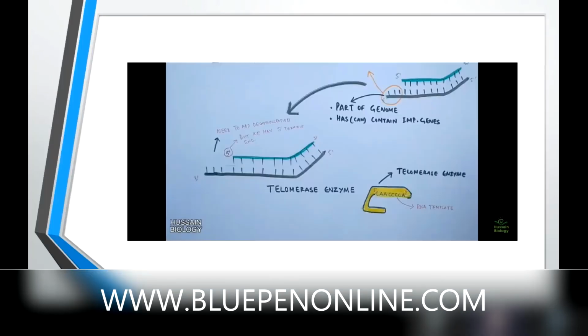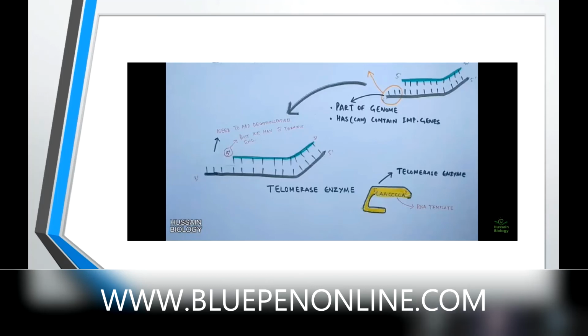Now we can see from the first diagram, the starting point, the extra hanging portion of the parent strand, the black colored strand. One hanging part is there. That hanging part is part of the genome, so it contains important genes. So what happens? We have to conserve that hanging part. For that, we need to add deoxynucleotides in that missing portion of the daughter strand. But we have only the 5' terminus end. That is the problem.